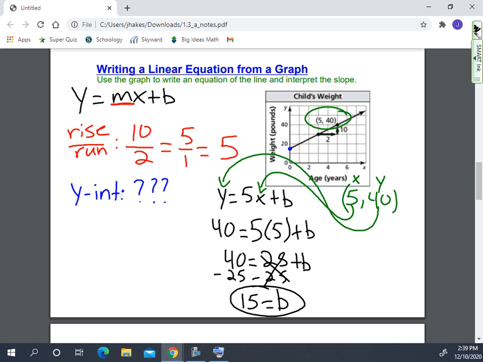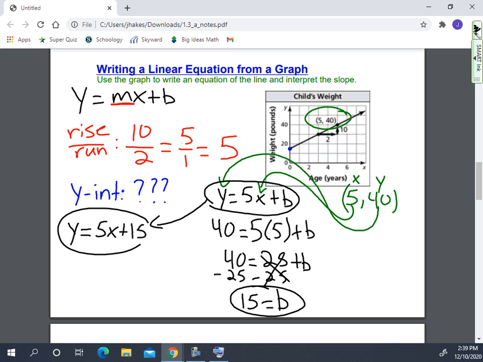Okay, we found our y-intercept. We're not done with this problem yet. We still have to take our formula, y equals 5x plus b, and plug in 15. So our equation for this line is y equals 5x plus 15. That's our equation of this line. That is our final answer, our golden answer, the one we're looking for.